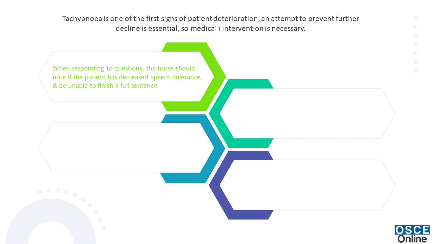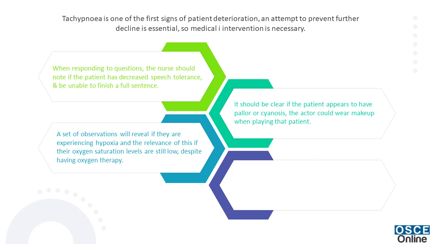When responding to questions, the nurse should note if the patient has decreased speech tolerance and is unable to finish a full sentence. It should be clear if the patient appears to have pallor or cyanosis. The actor could wear makeup when playing that patient. A set of observations will reveal if they are experiencing hypoxia, and the relevance of this if their oxygen saturations are still low despite having oxygen therapy.